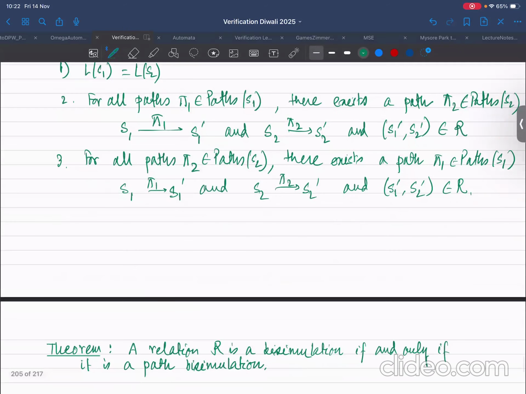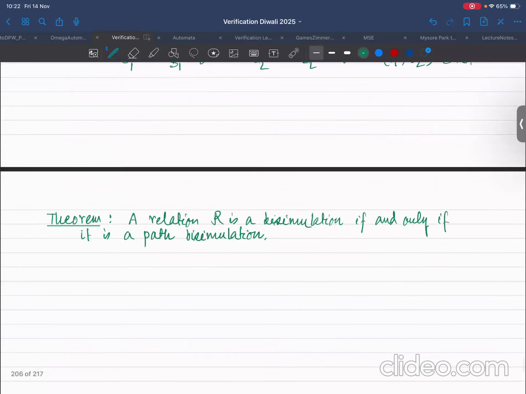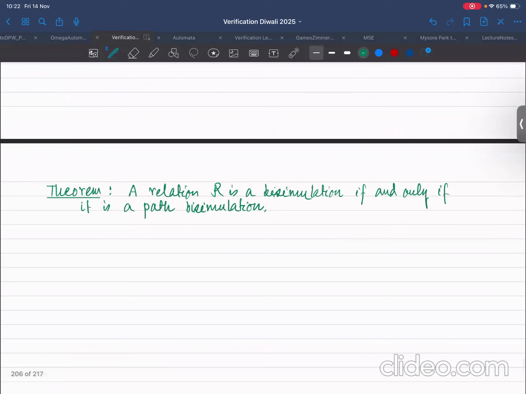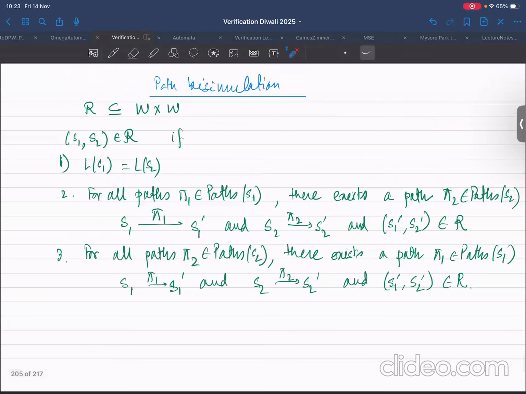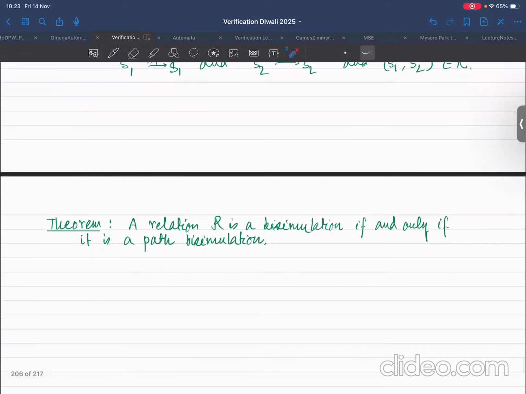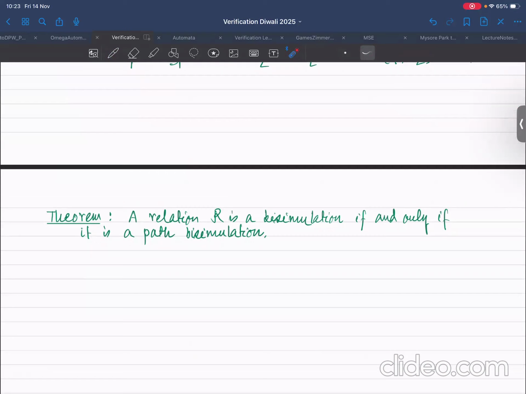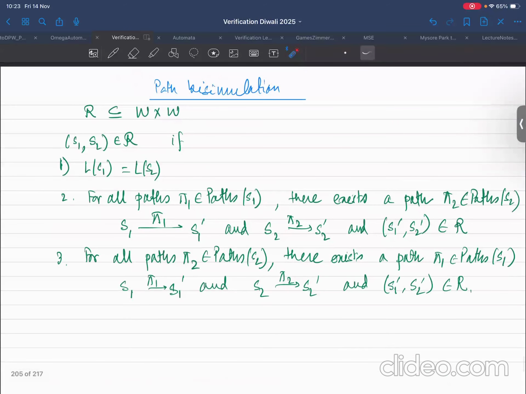And what we would like to state here is that a relation R is a bisimulation if and only if it is a path bisimulation. Is it clear? The definition of the path bisimulation, and then the statement of the theorem. Is it okay?